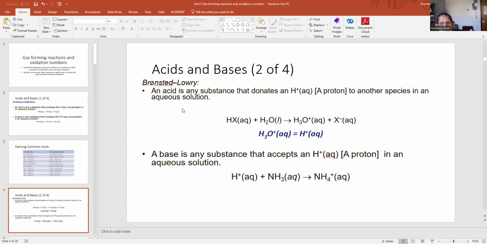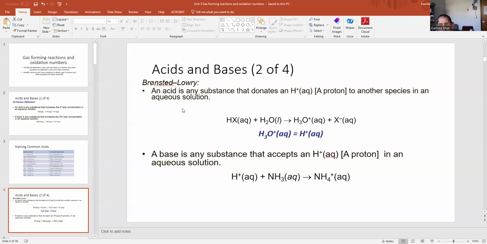On the other hand, the Bronsted-Lowry definition of an acid is a compound that donates a proton to another species in an aqueous solution, and a base is a substance that accepts a proton in an aqueous solution. Therefore, because one ion gives a proton to another and the other one accepts it, in such reactions we get two conjugate pairs which differ by just a proton.